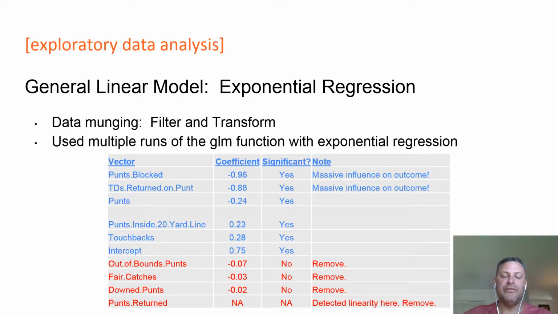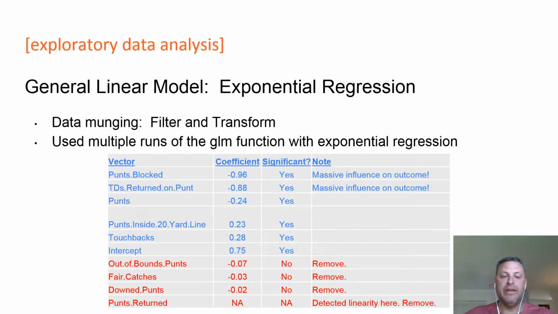For this analysis, I used the general linear model. An exponential regression was best. We have a binomial dependent variable here, that is whether the punting team wins or loses. Those are the only two results. And so the vectors that I used to analyze the impact on that result came from a data set that was pulled off of NFL.com. I got it through Kaggle.com.